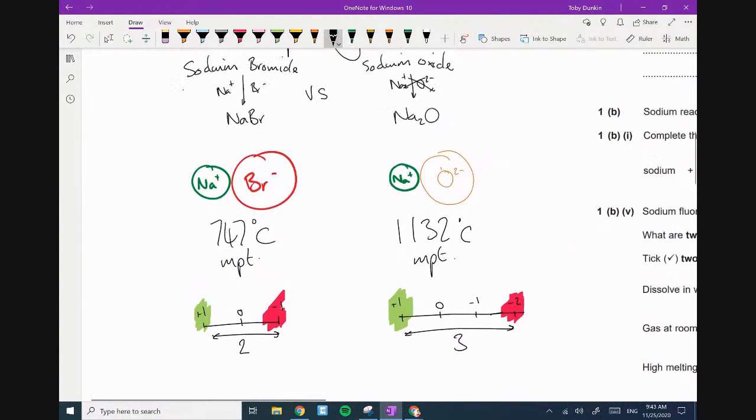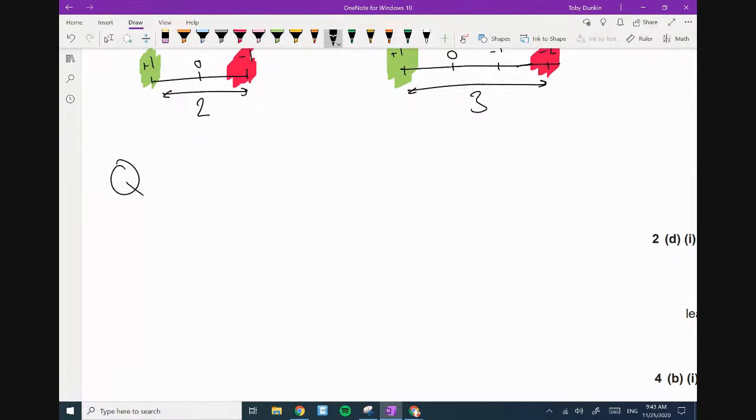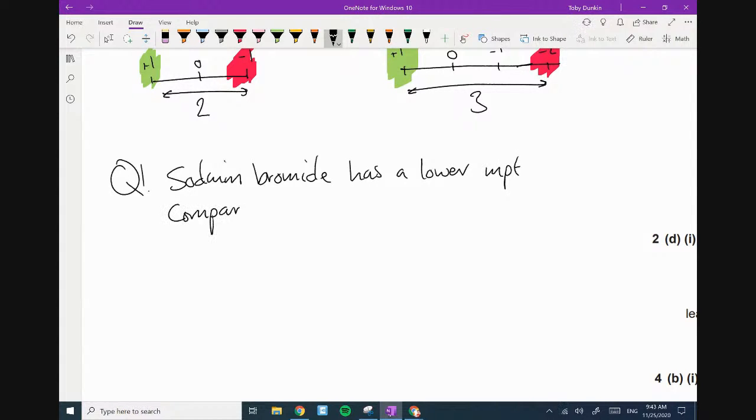So how would we write this in an exam? The question in your GCSE exam will say something like: sodium bromide has a higher, lower melting point compared to sodium oxide. Explain. And it will probably be 4 marks.